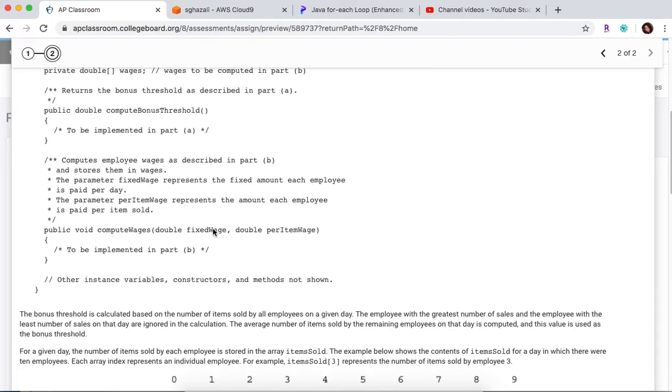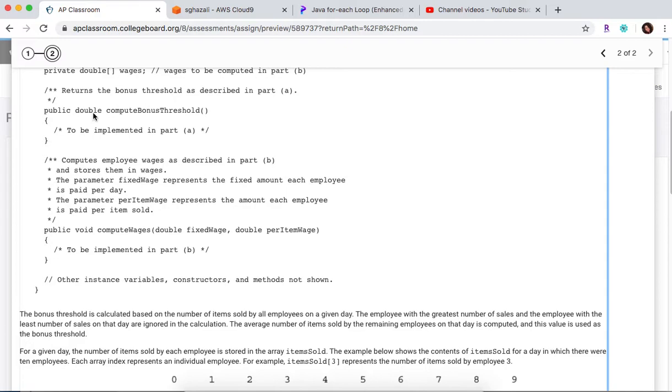I'm not going to read all of it because it would take too long, so I want you to read on your own and make sure you understand what this problem is asking, okay? Now, I just want to point out a couple of things. So, whenever they ask you to write a method, you should make sure you understand what is expected of that method. Okay, so let's focus on the first method they want us to write, which is a method called compute bonus threshold. Okay, so take a look at this method.